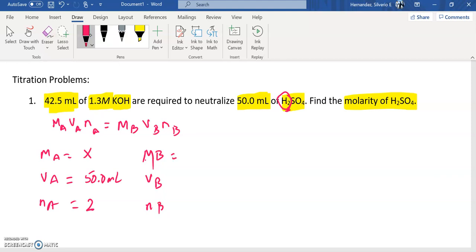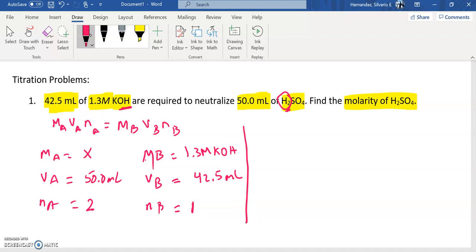So they give me the concentration of the base at 1.3 molarity for the potassium hydroxide. For the volume of the base, they give me 42.5 milliliters. And I look at the number of hydroxide ions that are in that base, and it's 1.